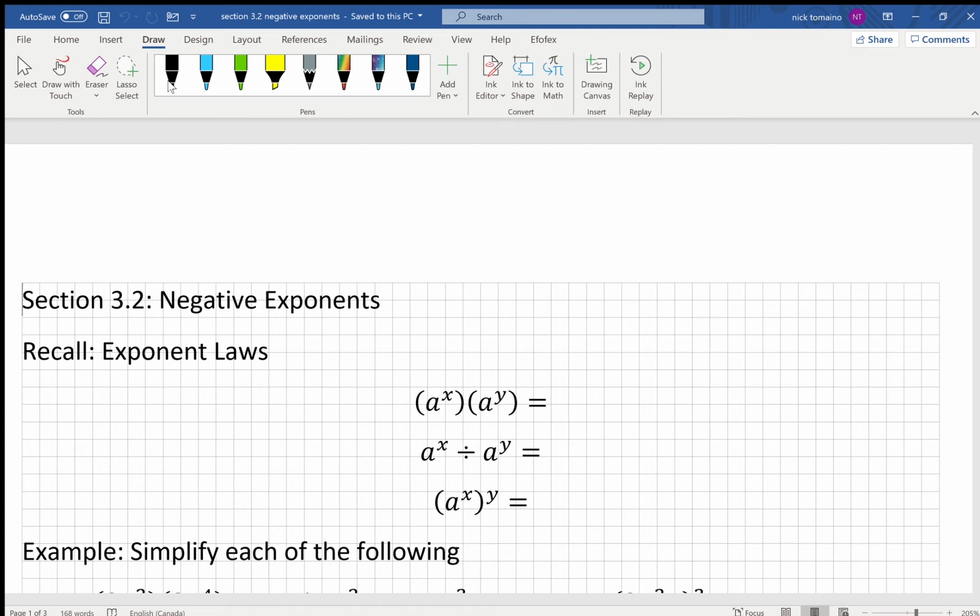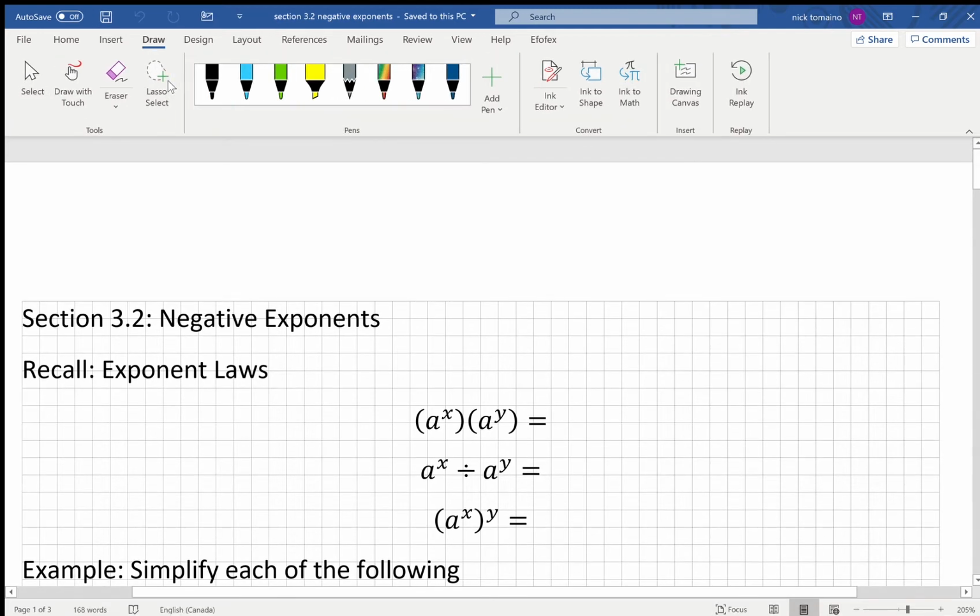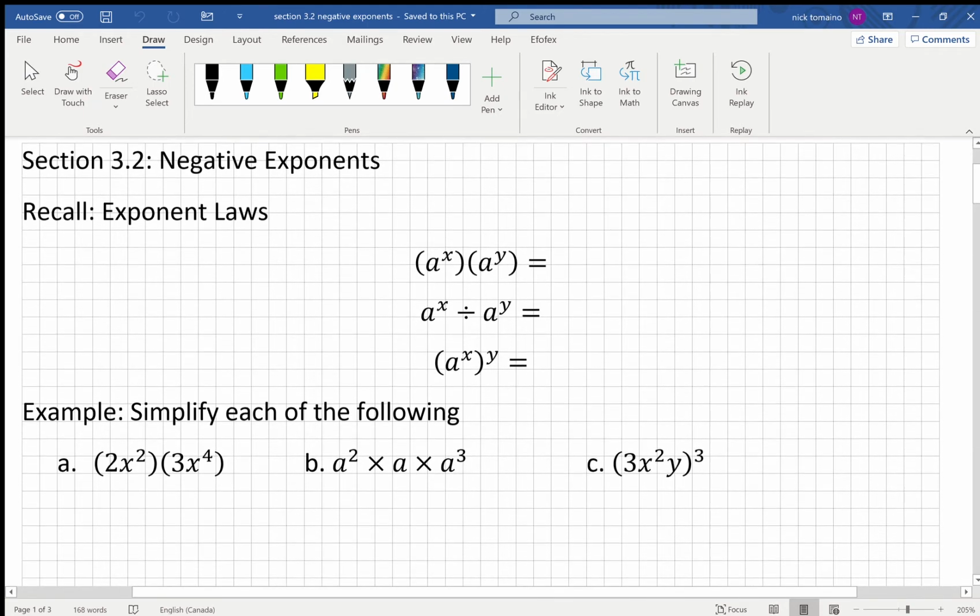Hi everybody, today we are getting on to chapter 3, which is exponential functions, and today we're going to start with section 3.2. So we're going to cover 3.2, 3.3, and then we'll go back to 3.1 and 3.4 and 3.5. Okay, so we're going to start off with something we looked at last year, which are the exponent laws.